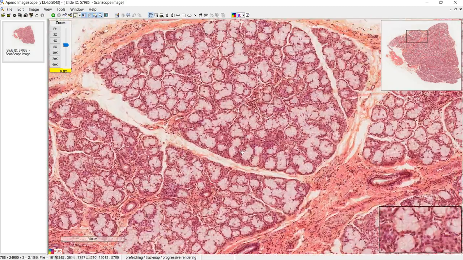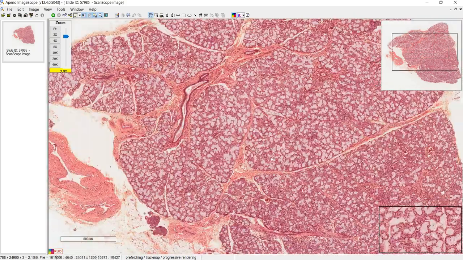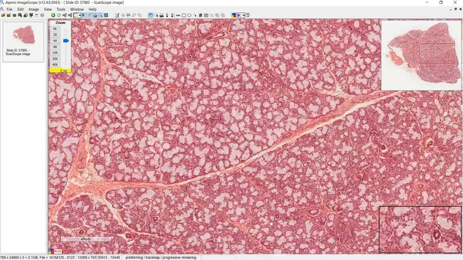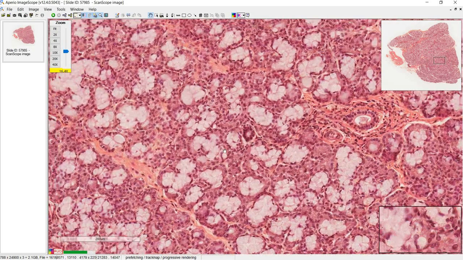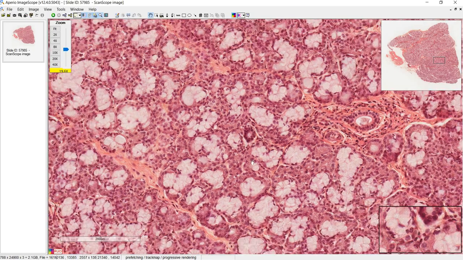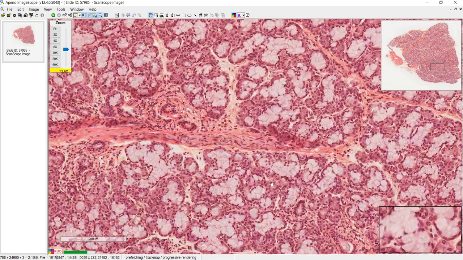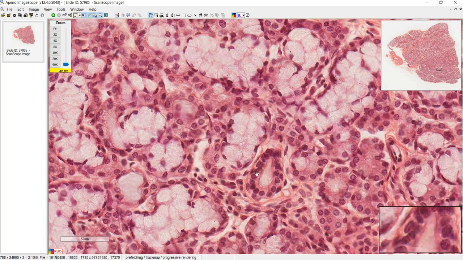All right, so another example. I want to pick one that's pretty safe. All right, this looks like another one. This one's not bad.